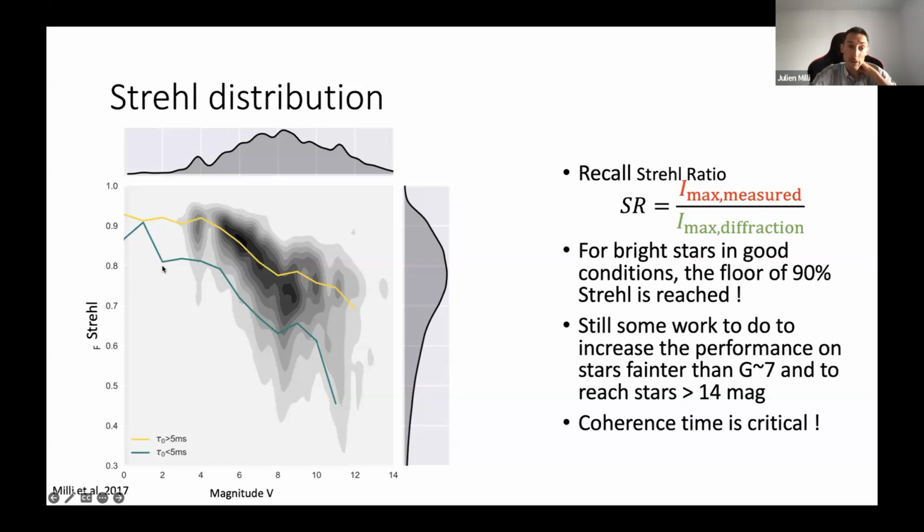And it's also the case when the conditions are bad. So here you have two colors for the line: for long coherence time, greater than 5 milliseconds, or shorter coherence time, smaller than 5 milliseconds. And you see when the turbulence is evolving very fast, so low coherence time, the Strehl is dropping. So there is still some work to do, and you see that coherence time is critical.